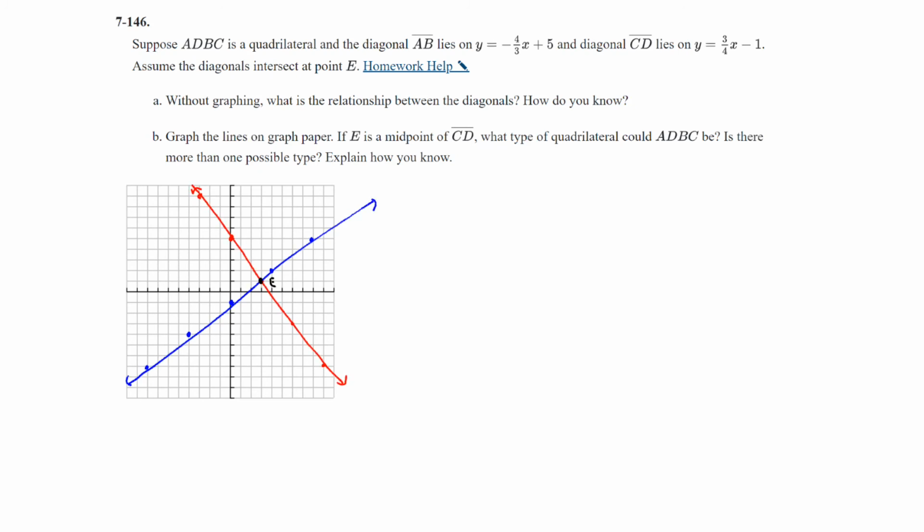A, without graphing, what is the relationship between the diagonals? How do you know? Well, I guess I should have read the problem first before graphing. I didn't graph the quadrilateral, though. I just graphed the diagonals. So without graphing, what is the relationship between the diagonals?